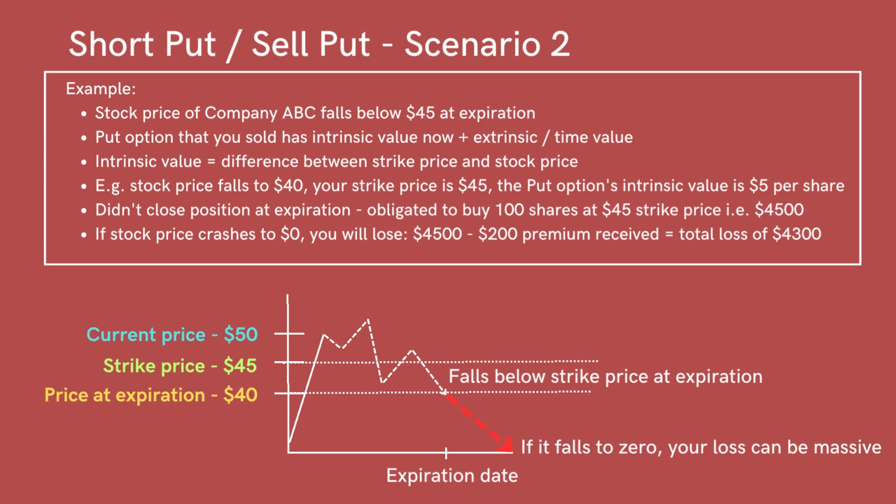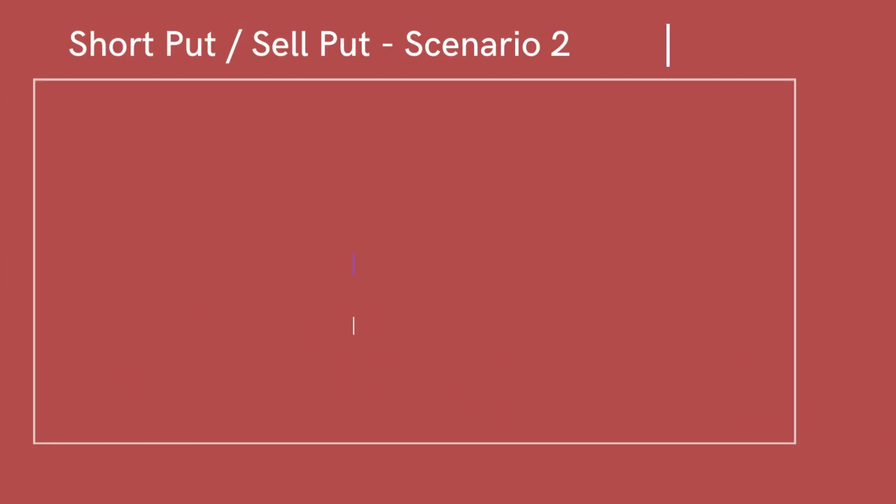Then let's say you did not manage to close the position at the expiration date, you will be obligated, in other words forced, to buy 100 shares at $45 strike price. So you will need $4,500 to acquire these 100 shares. From here, if the stock price crashes to zero, then obviously you will lose the entire $4,500. But remember, you received $200 premium at the very start, which means your total loss would be $4,300. Sounds scary? Here's some good news.